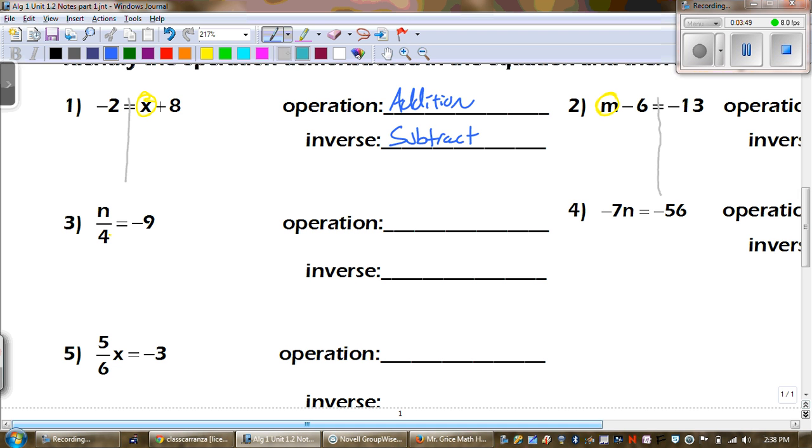Okay, let's draw our line. Where's the variable? What's going on to the variable? Well, remember that bar right there means divide. So what operation is going on? Division. And what's the opposite of division? Multiplication.